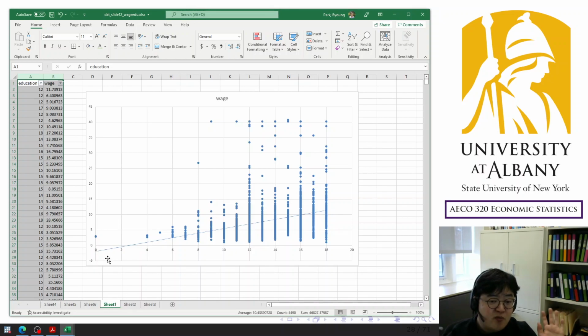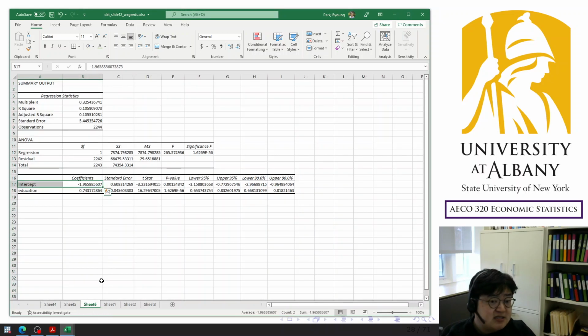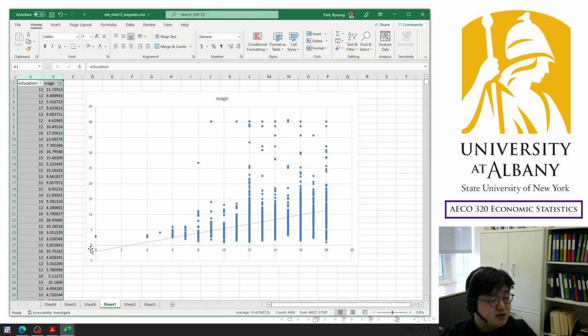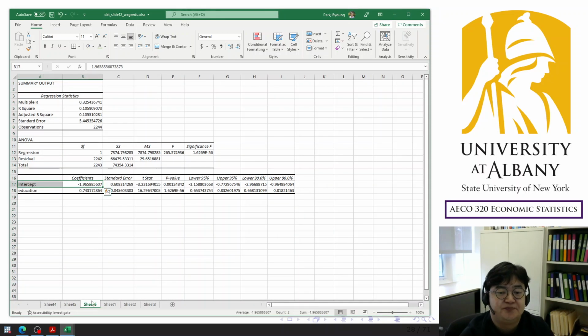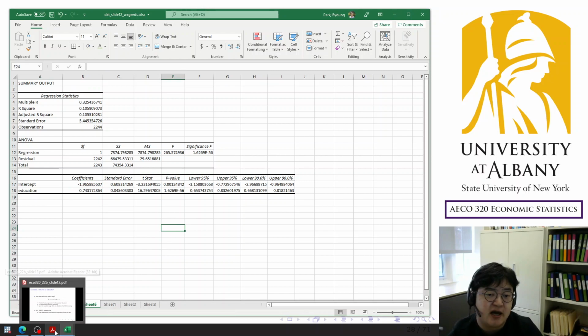This means the interpretation is that if your education is 0, your expected wage is negative. Of course, that does not make any sense. Wage cannot be negative, but it is not a big problem because zero education is rarely observed, almost non-existent, right? This observation must be an error. Then it is not a big problem. Estimation at this point does not make much sense. Okay, let's go back to the slide. This is how it works.